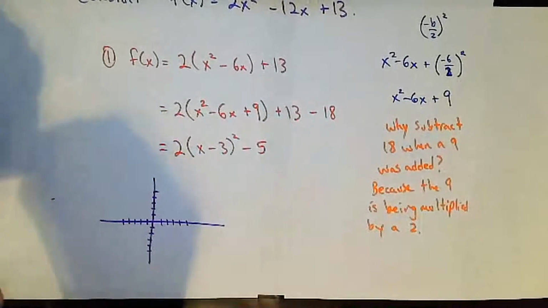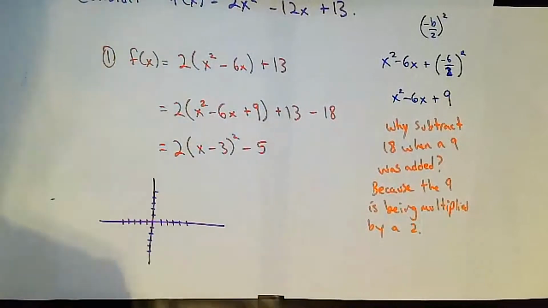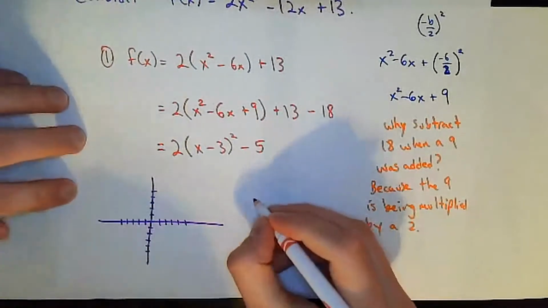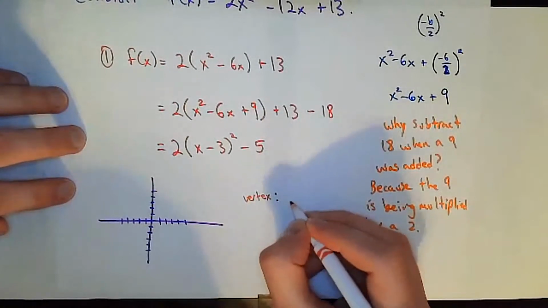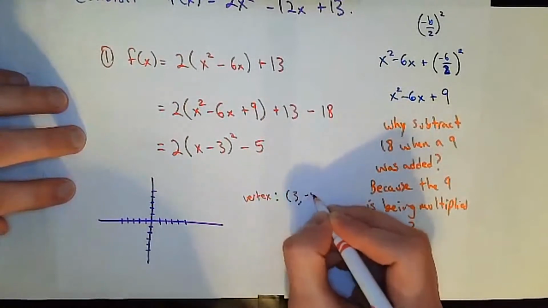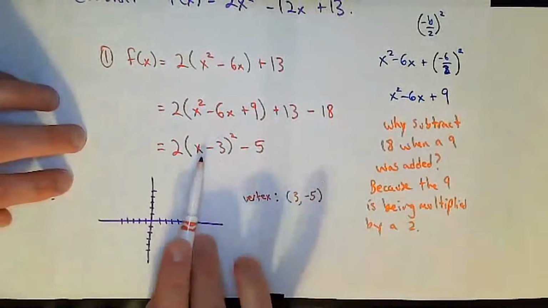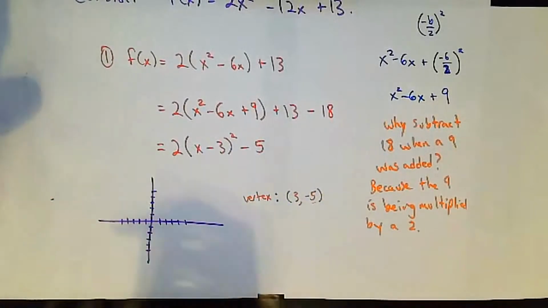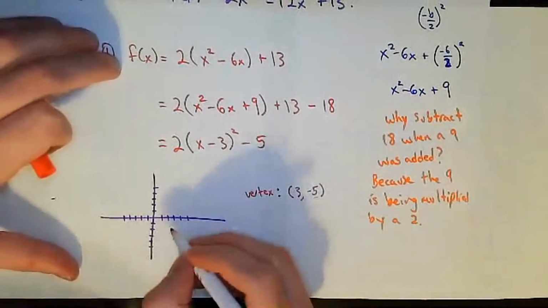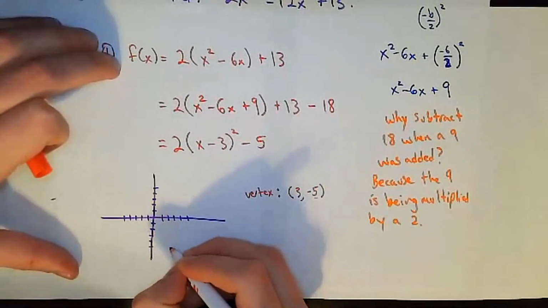Where is its vertex going to be? Its vertex is at, I'll write it over here. Vertex is at 3, -5. See that from here, flipping the sign there, 3, and then keeping the sign here, -5. So that means I'm going to find that point, 3, -5. What else do I need to note about this?